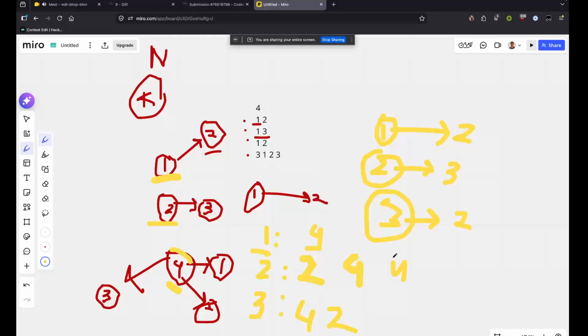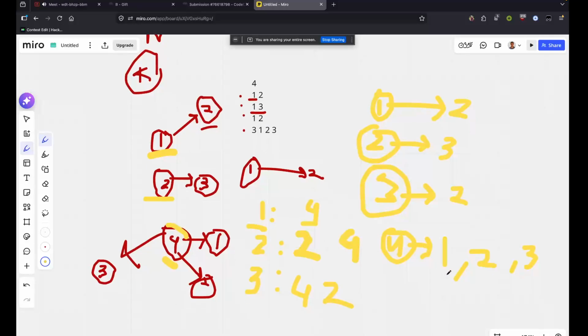So person four is gifting to three persons. First is one, second is two, and third is three. Now, if I talk about this at the receiving end, person one is only receiving from four, and person two is receiving from four. See that you change the color. Person two is receiving gift from four. You can see here, and it is also receiving from three and one.